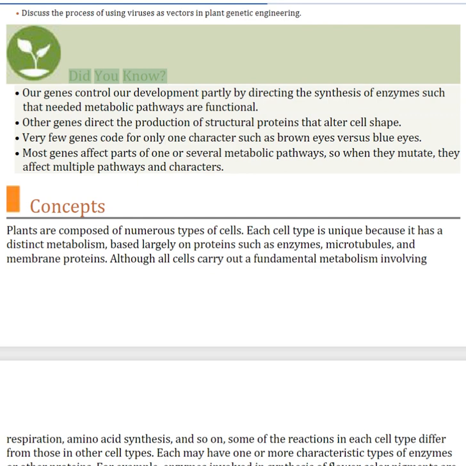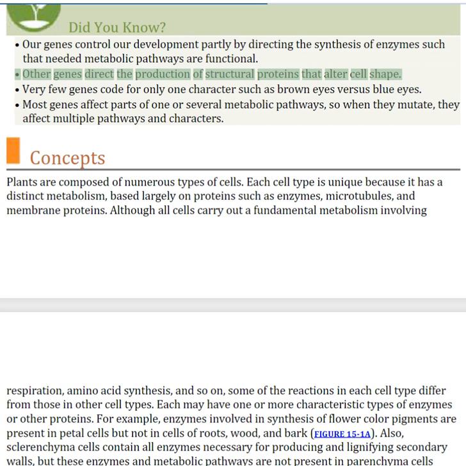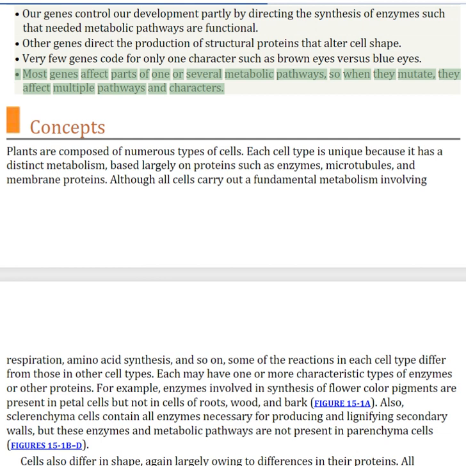Did you know? Our genes control our development partly by directing the synthesis of enzymes such that needed metabolic pathways are functional. Other genes direct the production of structural proteins that alter cell shape. Very few genes code for only one character, such as brown eyes versus blue eyes. Most genes affect parts of one or several metabolic pathways, so when they mutate, they affect multiple pathways and characters.